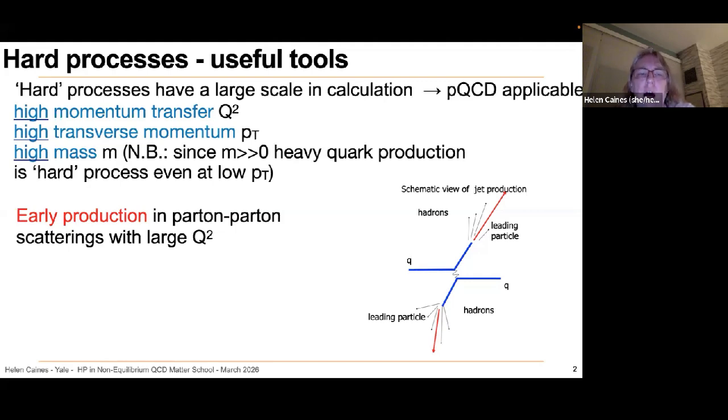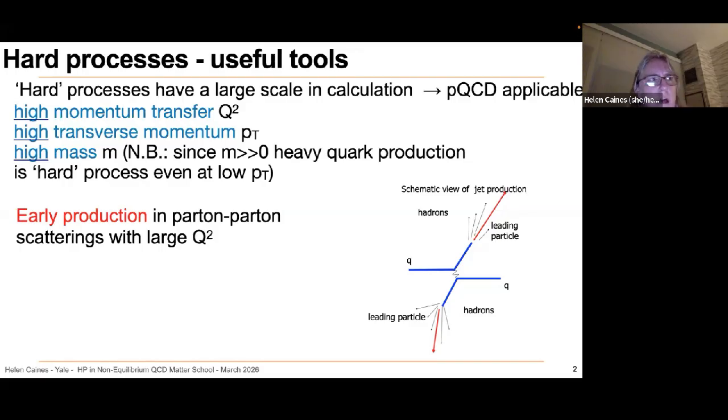Because of a high mass being the hard scale, by high mass we mean making a charm or beauty quark or something even heavier. This can mean that they have a low pT and they're still a hard process, because the Q squared of the collision goes into making the mass. So this is produced very early in the collision.